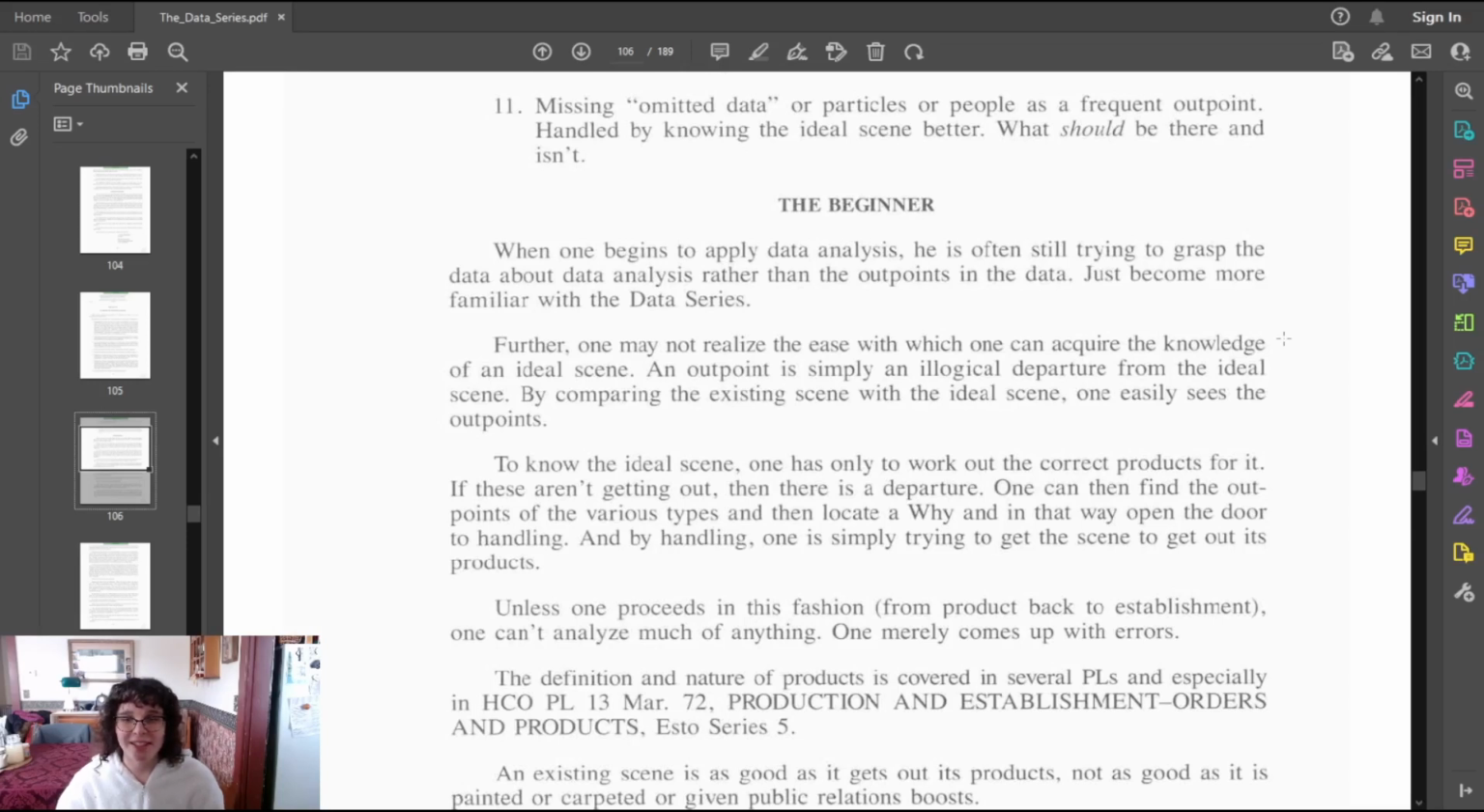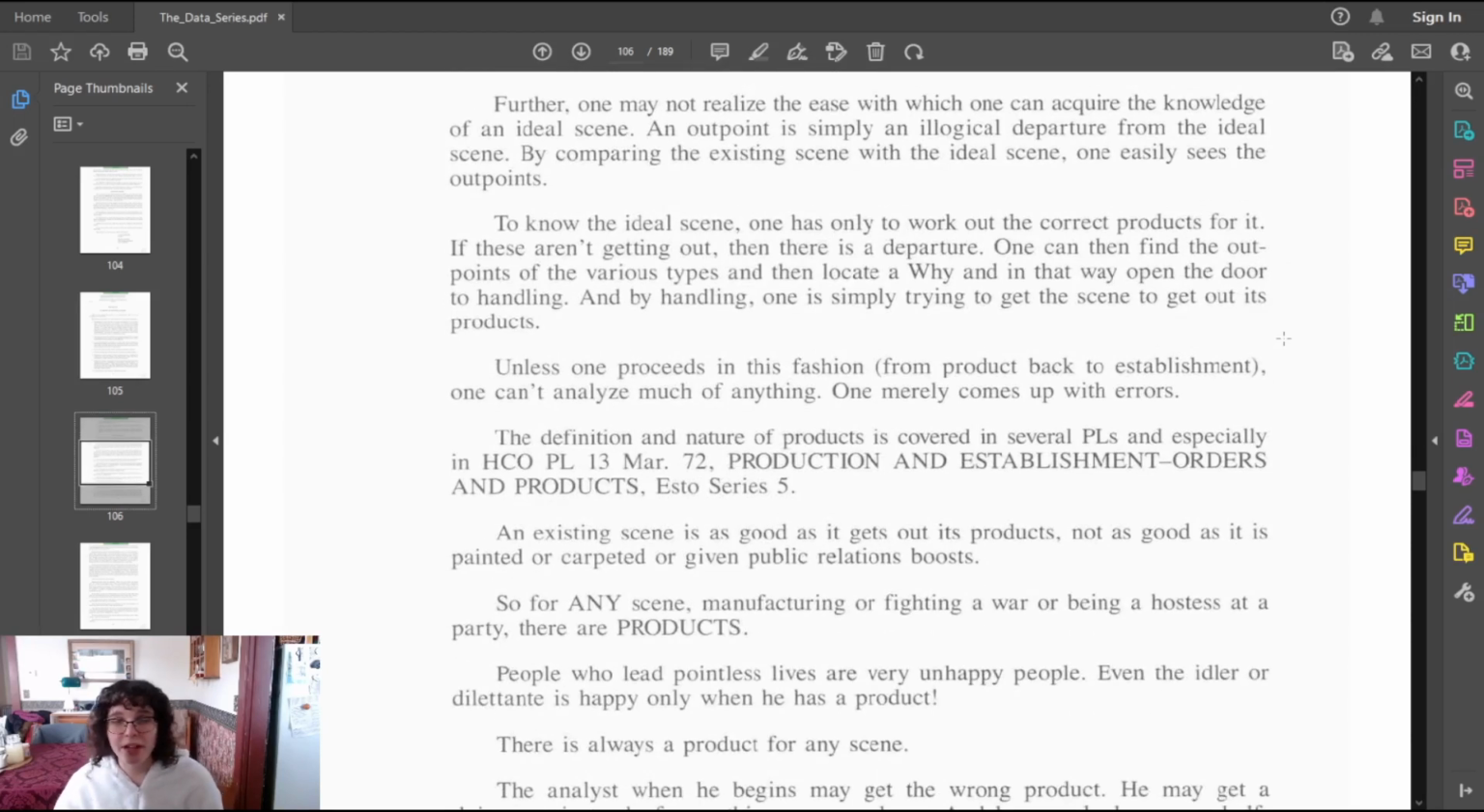By comparing the existing scene with the ideal scene, one easily sees the outpoints. To know the ideal scene, one has only to work out the correct products for it. If these aren't getting out, then there's a departure. One can then find the outpoints of the various types and then locate a why, and in that way, open the door to handling. By handling, one is simply trying to get the scene to get out its products.